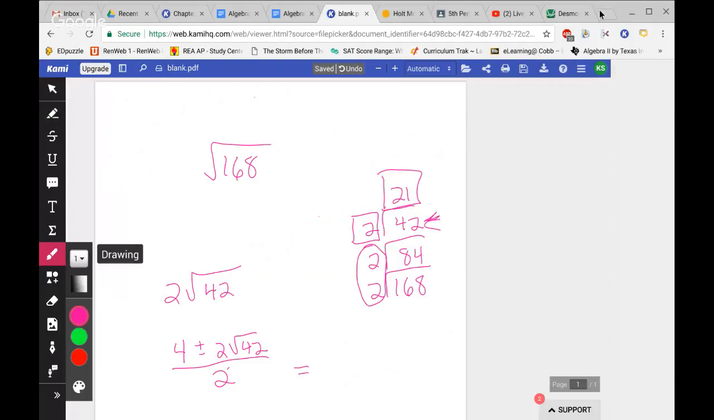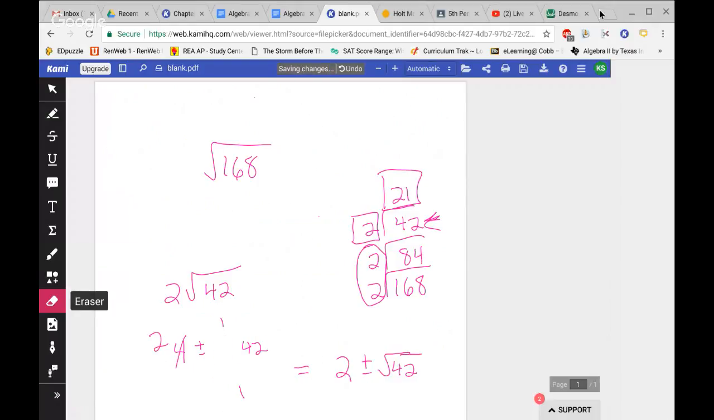You can reduce this 2 to be 1, and that would be 2, and this would be 1. So your final answer would look like this: 2 plus or minus the square root of 42. You can't reduce inside the radical. You can only reduce the whole number outside the radical. But it can be reduced. Does that make sense to you? Yes, ma'am. Okay, good. All right, let's do one more.